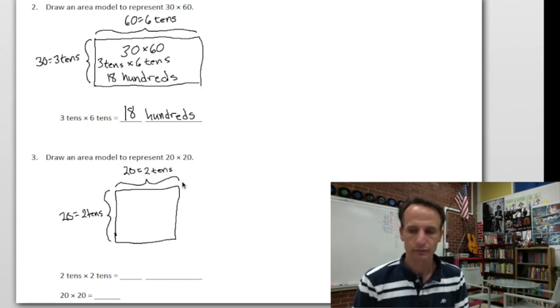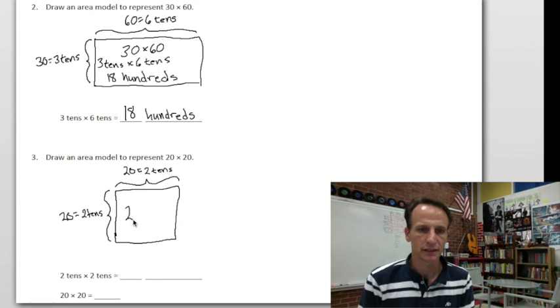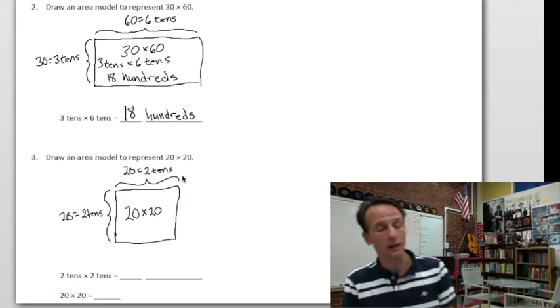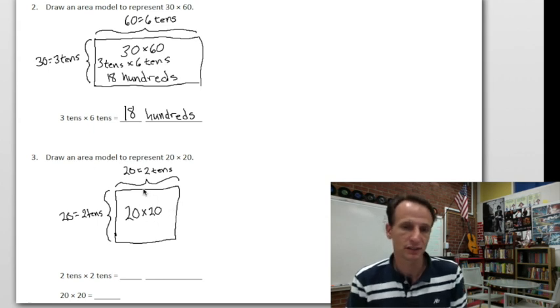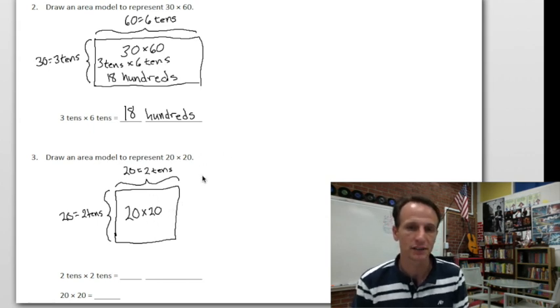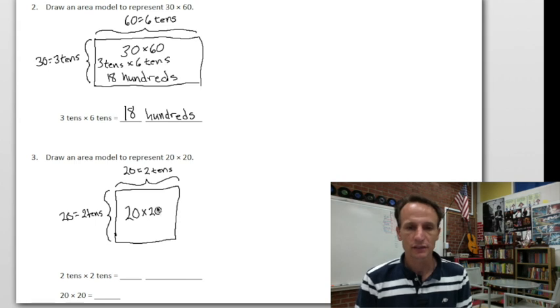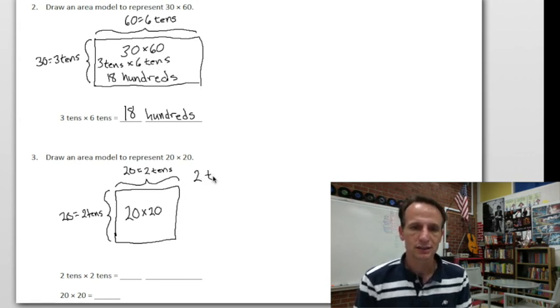And I don't know if I have enough room in here to do all the work, but I will write inside here that this is equal to 20 times 20. You see how this is area? You see why we did perimeter and area at the beginning of this module? Because look, it's an area model. That's why it's called that. That's how you can do multiplication. And so now 20 times 20 is 2 tens times 2 tens.